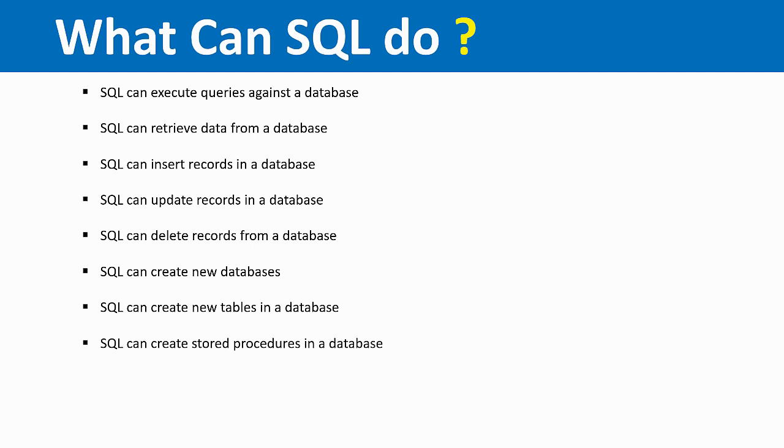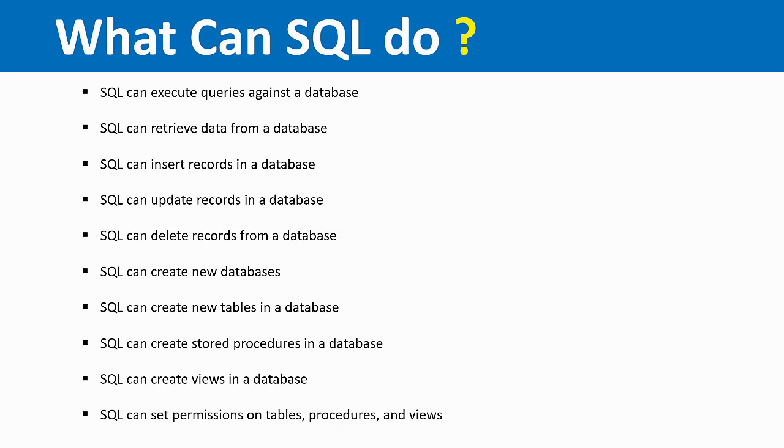A stored procedure is a prepared SQL code that you can save so the code can be reused over and over again. You can create views in a database. A view is a virtual table that is based on the result set of an SQL statement. You can also set permissions on tables, on procedures, and views.